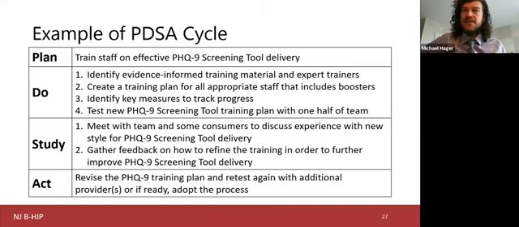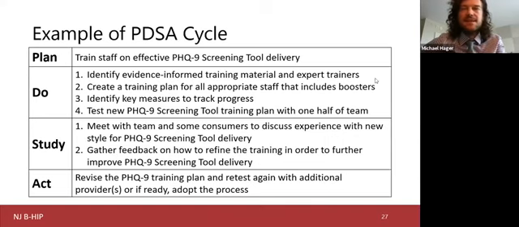Three, identify key measures that we can use to track our process. So are the staff being trained? What's some of the feedback that they have on this training? What is some of the patient feedback that we have with this training? You can see that part of the do here and part of the plan really is to think about what are we going to be doing to track this progress.